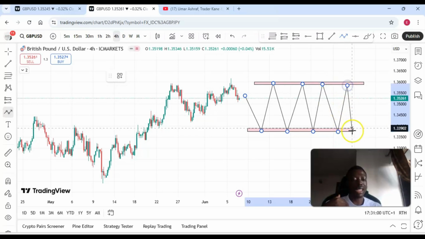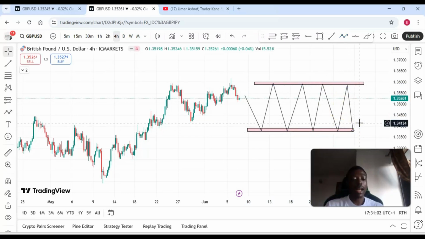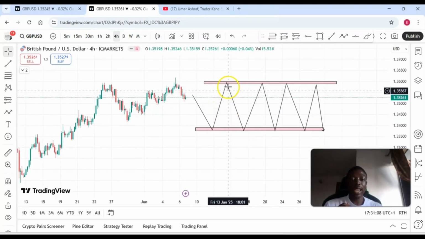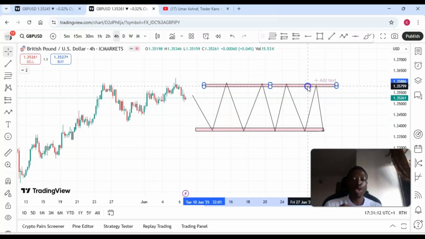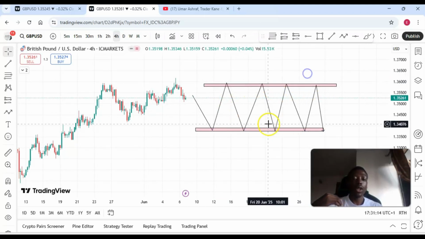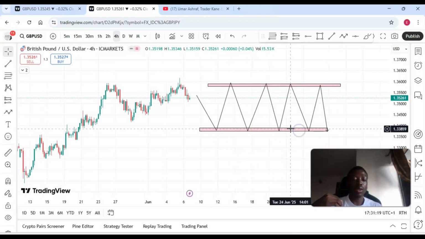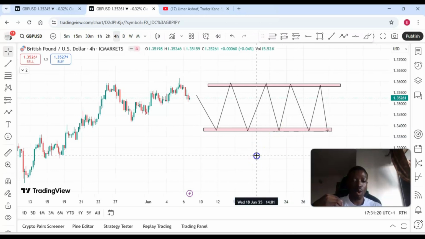The more they touch this, the stronger that zone. The more they touch it, the stronger that resistance or that support zone. So because this market has reacted 1, 2, 3, 4 times here, it makes this zone very strong. And because it has also reacted here multiple times, it also makes this zone very, very strong. And like I said, the higher the time frame, the stronger the zone.